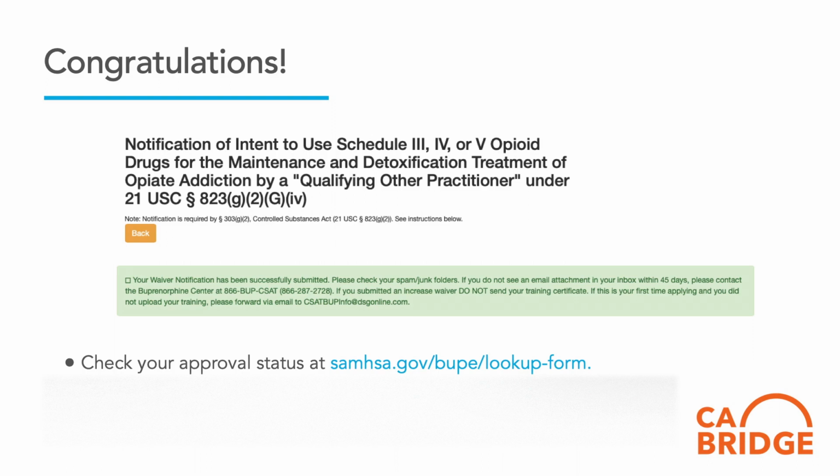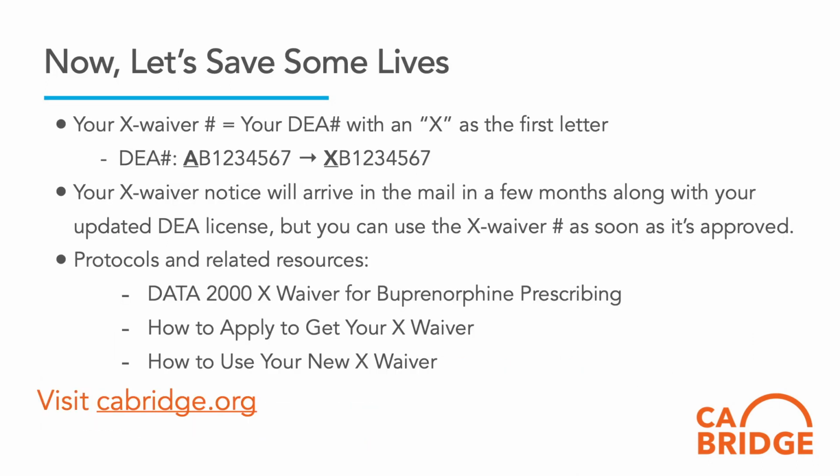If you have any questions or concerns, please reach out to SAMHSA. Once approved, your X-waiver number will simply be your current DEA number, but with an X instead of your current first letter. You will need to include this number on all prescriptions you write for buprenorphine. Though the training requirement is no longer mandatory to obtain an X-waiver, it will still be helpful to review the resources listed here to get started treating opioid use disorder. For more information on buprenorphine prescribing and pharmacology, visit cabridge.org.